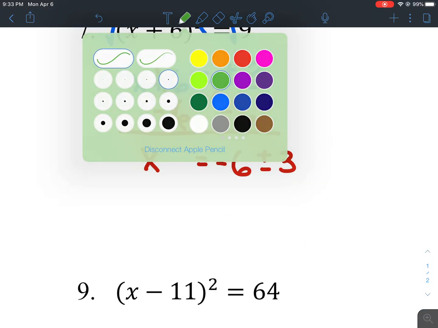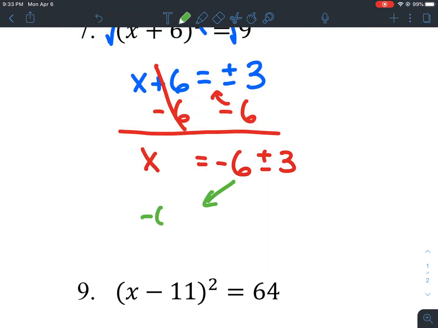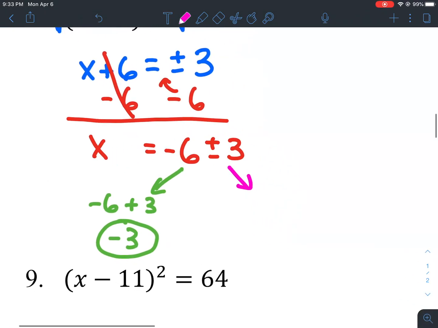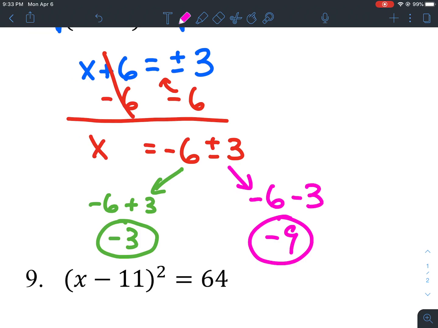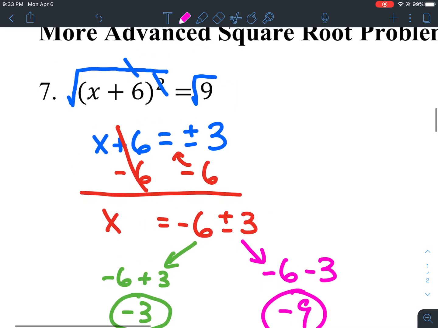We're going to have two answers here. The first answer comes from what do we get when we do negative 6 plus 3? Well, negative 6 plus 3 is negative 3. So that's one of my answers. The second answer comes from what if we do the negative 6 minus 3? Negative 6 minus 3 is negative 9. And that is my other answer. So in this case, my two answers are negative 3 and negative 9.